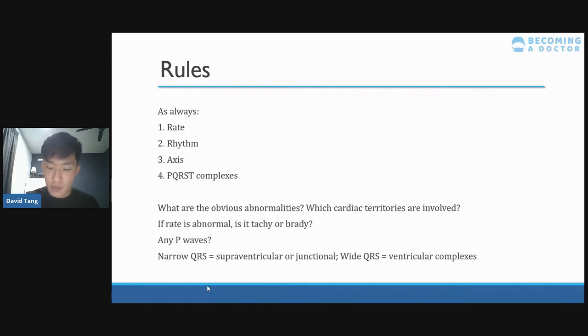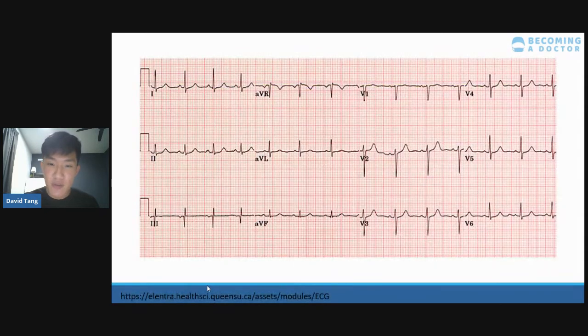Okay, so it's meant to be something fun. I'm going to fire through ECGs and we'll go through each and every one of them. So first things first, just to pique your interest, I'm going to give you 5 seconds. 5, 4, 3, 2, 1.